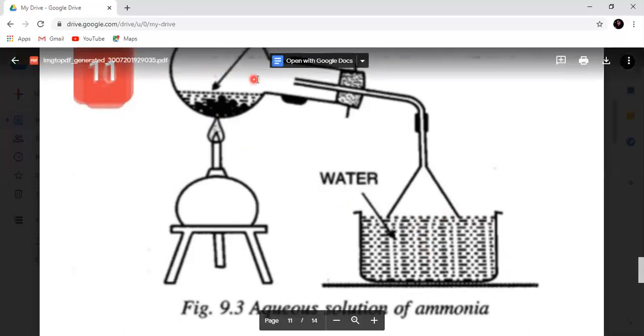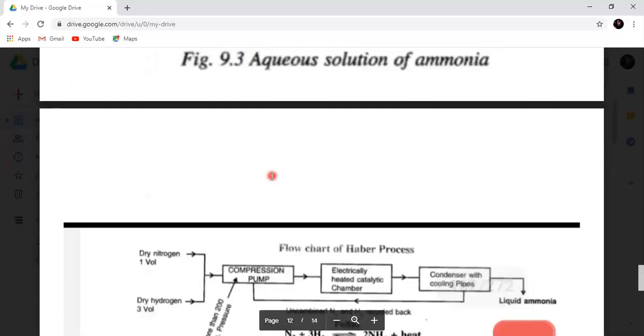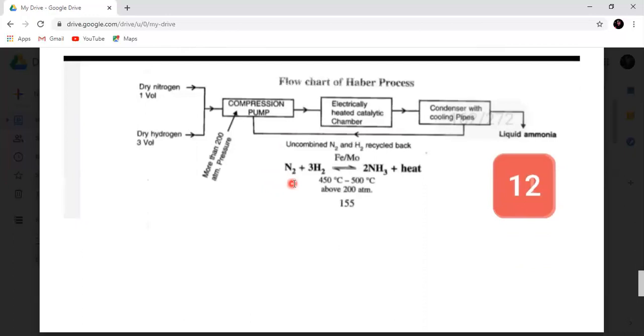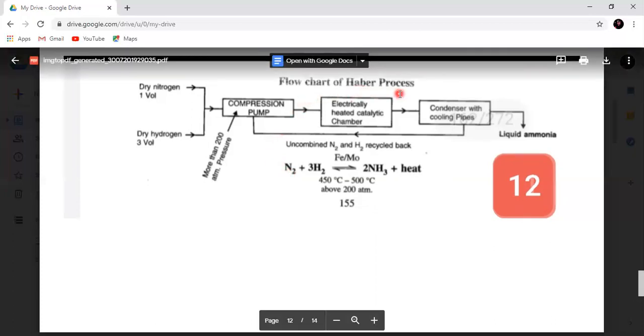Always remember the round bottom flask should be tilted. If you are not tilting it, then what will happen? The product which is formed can go back, and breakage of the apparatus can happen. Next, we are proceeding to the manufacturing form. The last method of preparation is at the industrial scale, at the large scale, at the mass scale, and that is the Haber process.